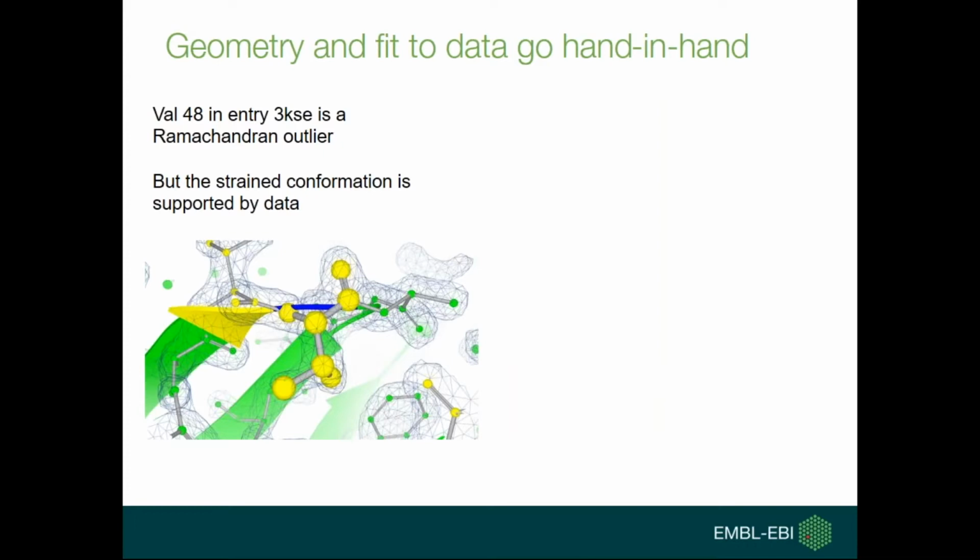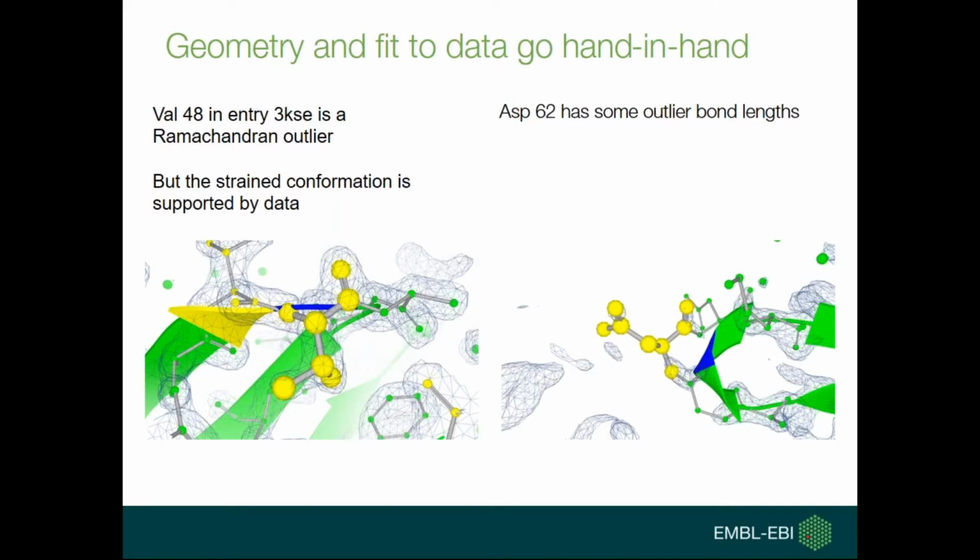So the geometry of the model and the fit to the data go hand in hand. Look at this example, valine 48 in residue 3KSE is a Ramachandran outlier, and it's flagged as an unusual residue in the validation report. But the strained conformation is well supported by the data. It fits the electron density well, and biochemically we know that this residue is strained. It's been well characterized. In the same entry, aspartate 62 has some strange bond lengths, and looking there at the electron density, there is no data to support those unusual bond lengths.